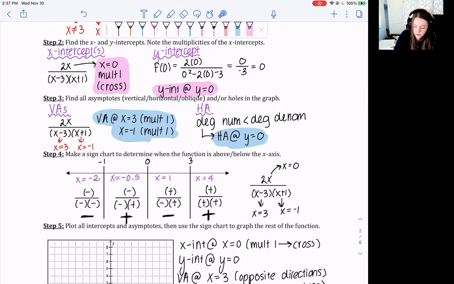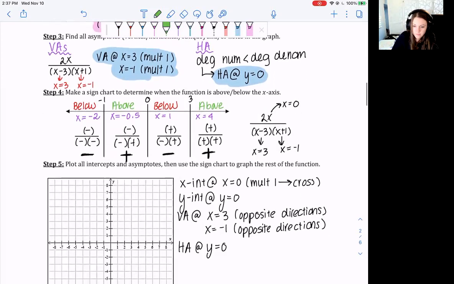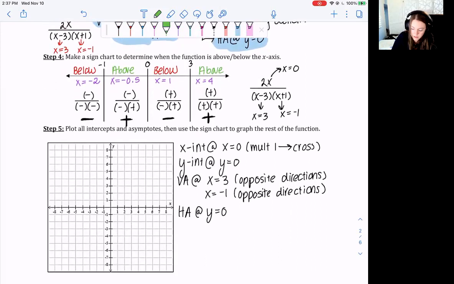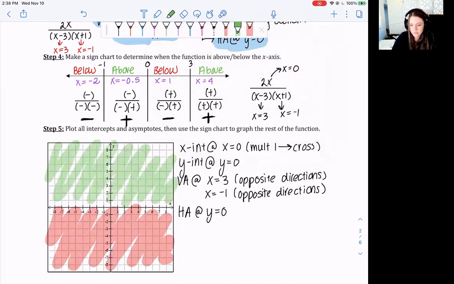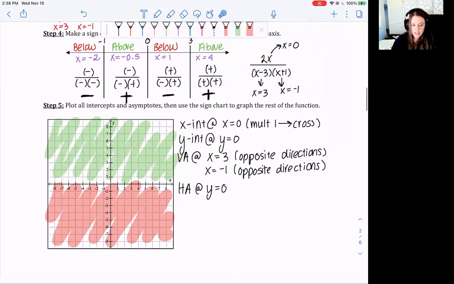So with the negatives, I know that we're going to be below the x-axis. And with the positives, we're going to be above the x-axis. So really, really quickly, below the x-axis is this area. Above the x-axis is this area. So what we are going to end up doing, and I'm going to delete these colors because those aren't going to help us very much.